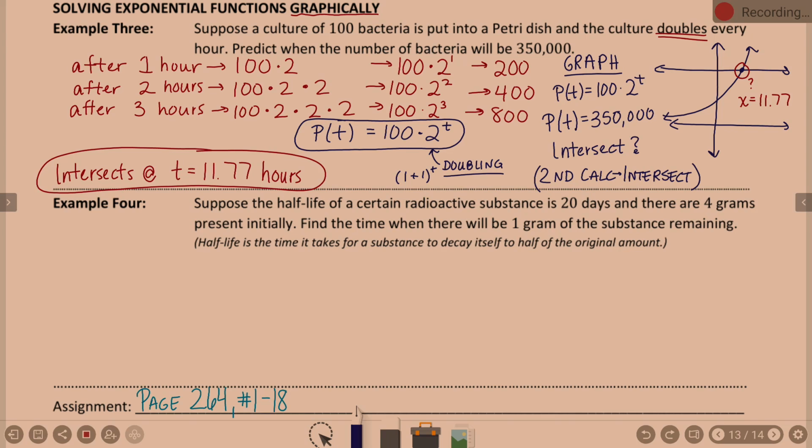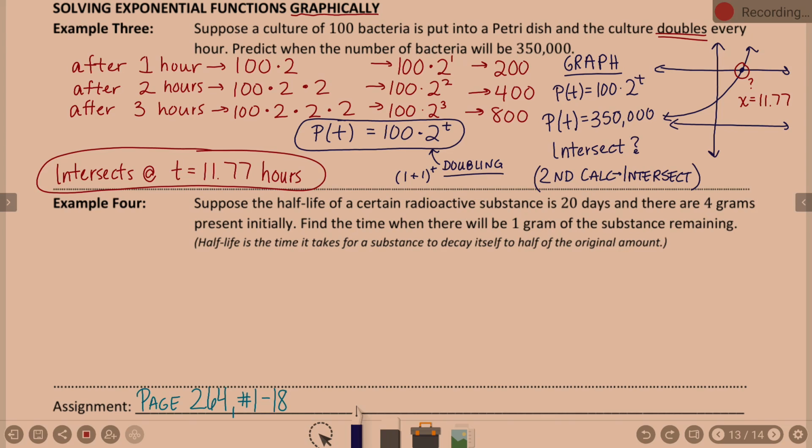Suppose the half-life of a certain radioactive substance is 20 days, and there are 4 grams present initially. Find the time when there will be 1 gram of the substance remaining. And a little definition there: half-life is the time it takes for a substance to decay itself to half of the original amount. In case that wasn't obvious.